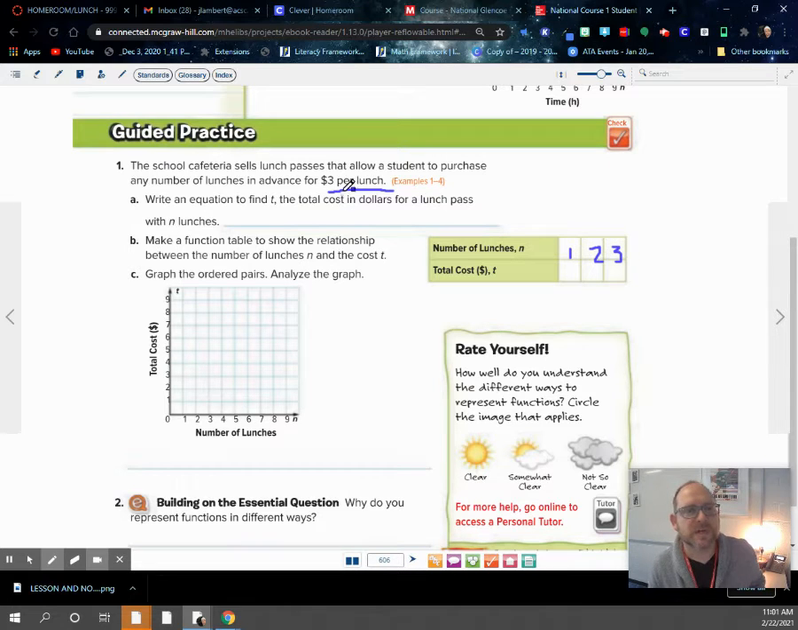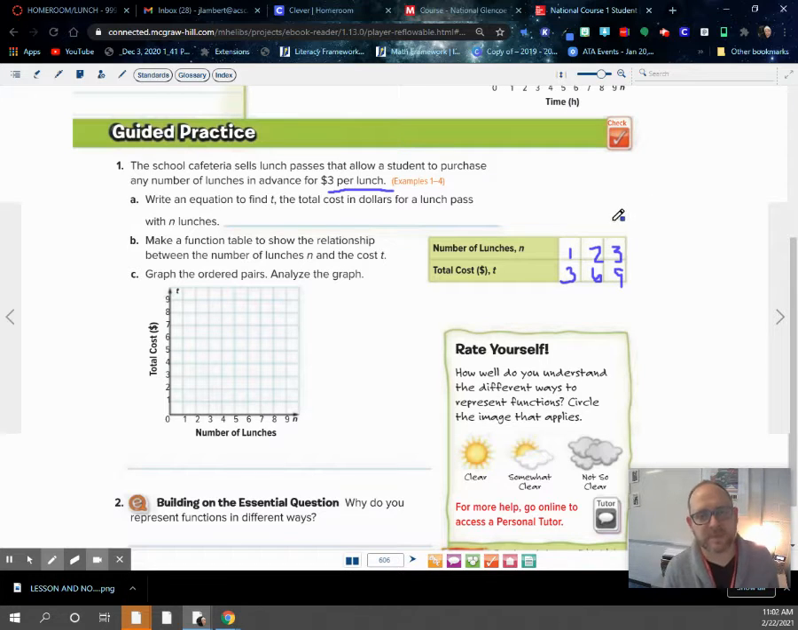So for one lunch, I know that it's $3 for a lunch. Okay. Now, I know my second lunch is going to be another $3, right? So for two lunches, it would be 3 plus 3, or $6. And for my third lunch, I know it would be 3 plus 3, which would be 6, plus another $3, which would be $9 for the lunch.